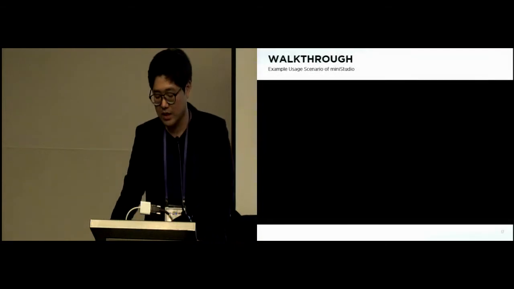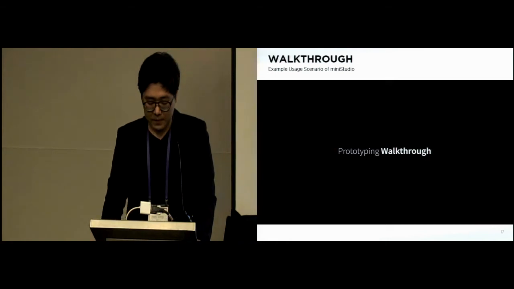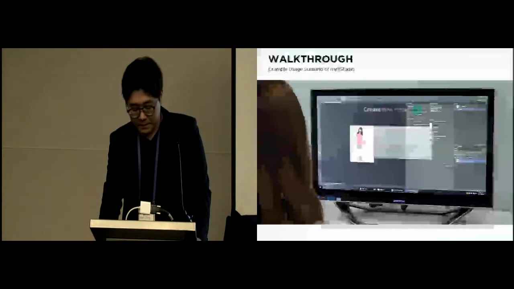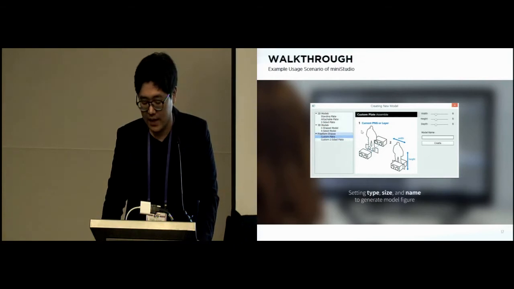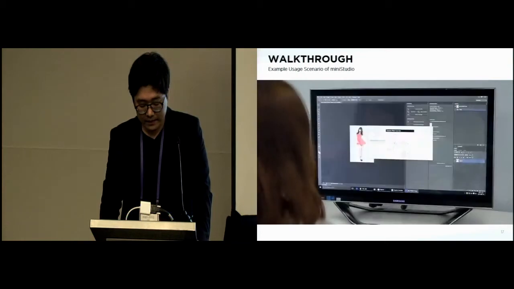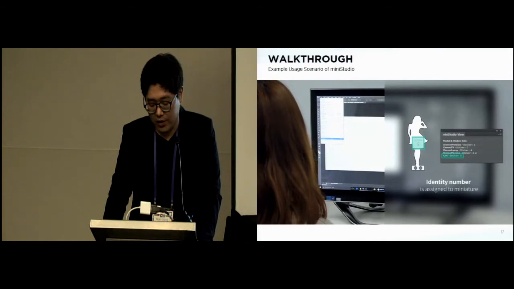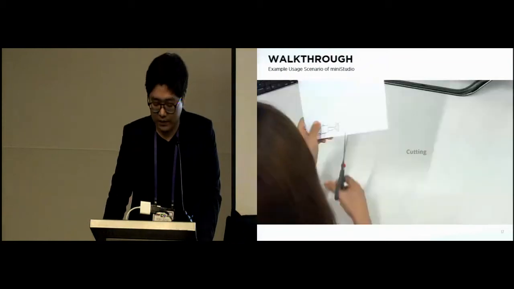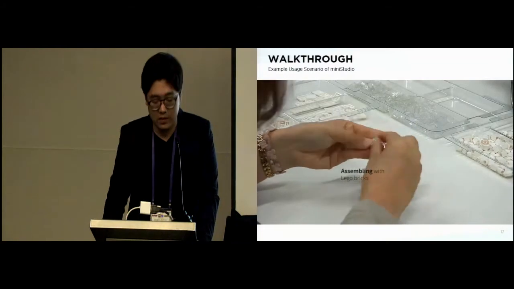This video shows an example walkthrough to define different states of the miniature model. The first step is building the miniature model. A user can set the type, size, and name of the model to generate a model figure. Then the generated figure has its own identity number for attaching the marker sticker. Then the user can complete the miniature model after printing and assembling.